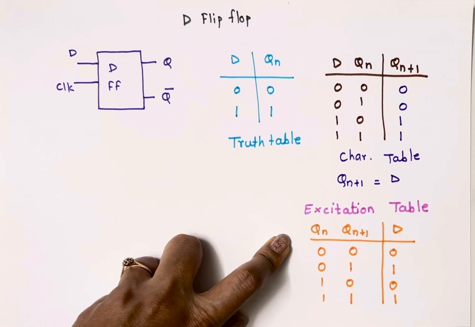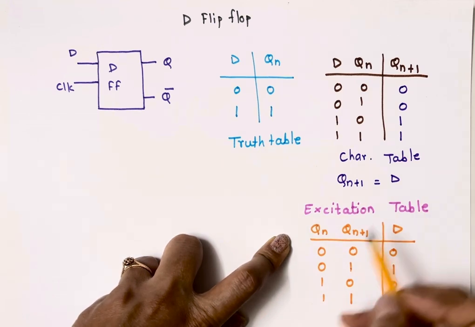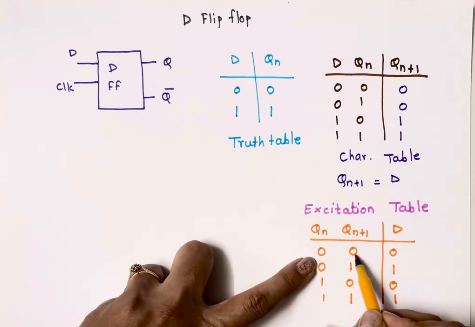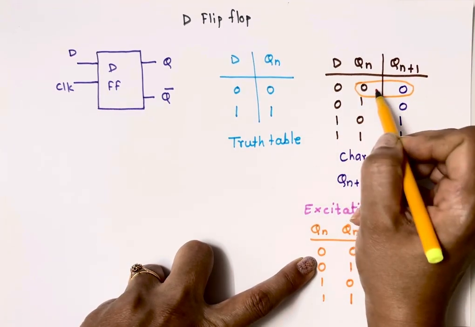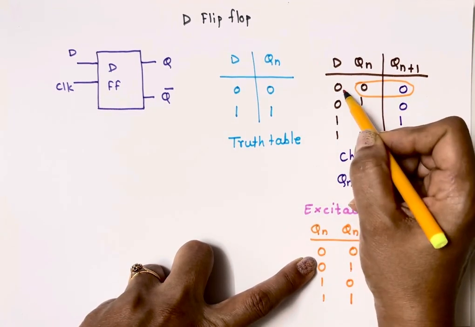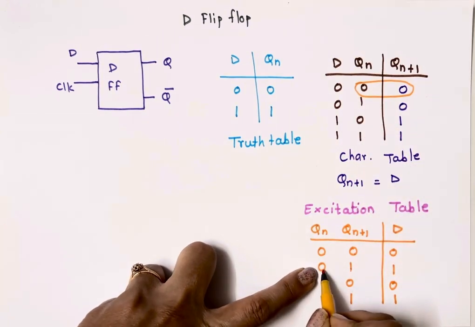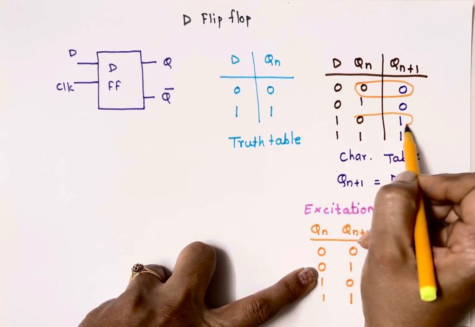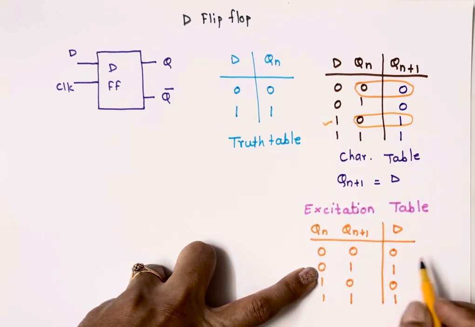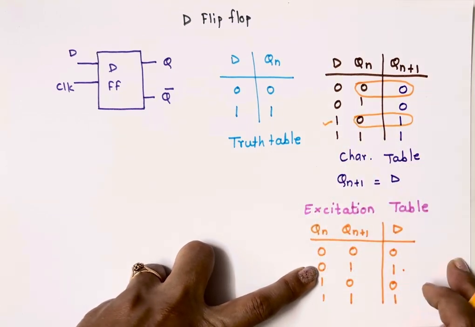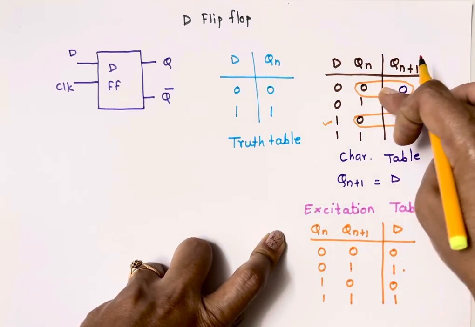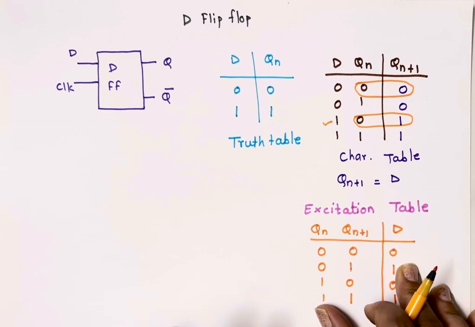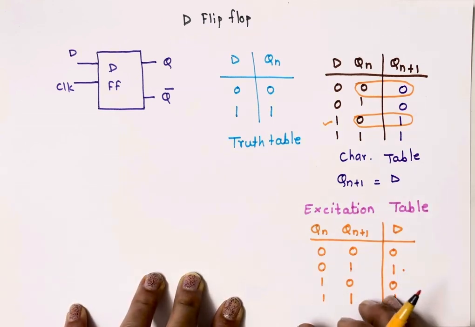This is one way. The other way is, here you can compare. See, Qn is 0, Qn+1 is 0, so D is 0. So this is the condition: when Qn is 0 and Qn+1 is 0, then D must be 0. Next, Qn is 0, Qn+1 is 1. So 0, 1. At that time, data is 1. So here it is 1. Generally, when we write the excitation table, we write it from the characteristic table. So this is the excitation table for D flip-flop.